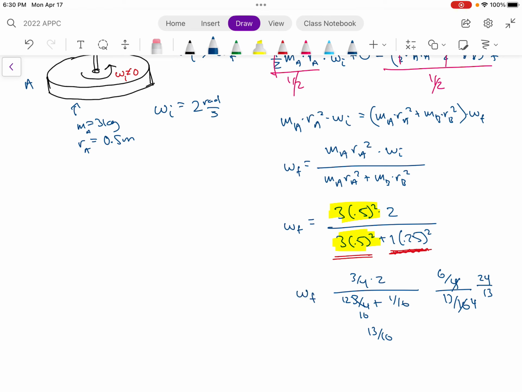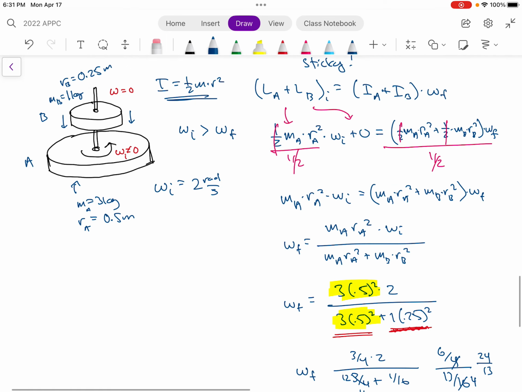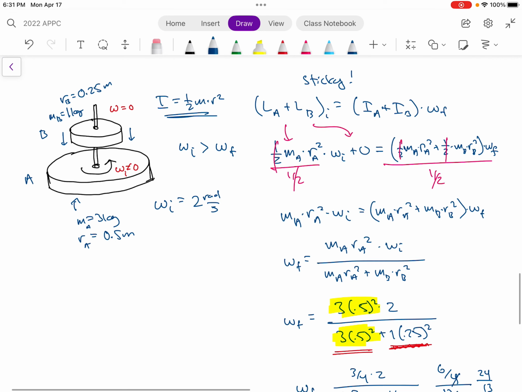I apologize, I don't have my calculator here ready to go. So let's see if that's correct. 24 thirteenths will give me 1.846. Omega F equals 1.846 radians per second. Feels like there's a math error in there someplace. But that's okay, because the process is flawless. It's all about that flawless process.